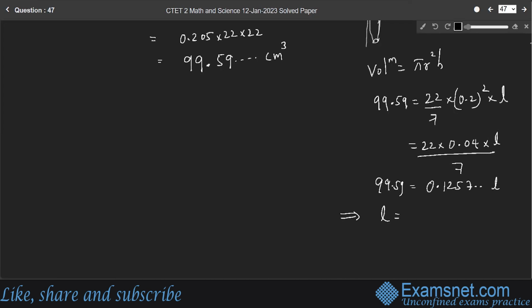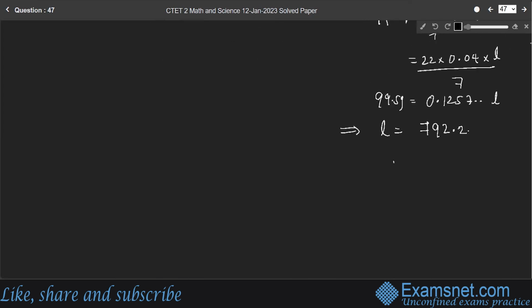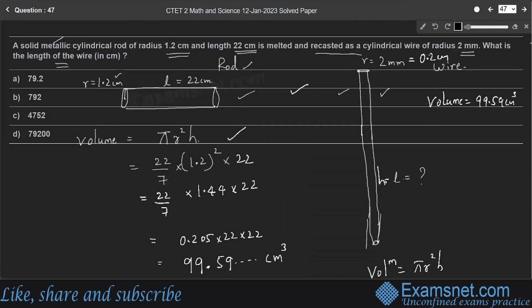Therefore, length of the wire is 99.59 divided by 0.1257 something. Right? You will get 792.2 something. So round off to the whole number. So which is approximately equal to 792 centimeter, since it is length of the new wire, right? 792 centimeter. Therefore, option B is the right answer.